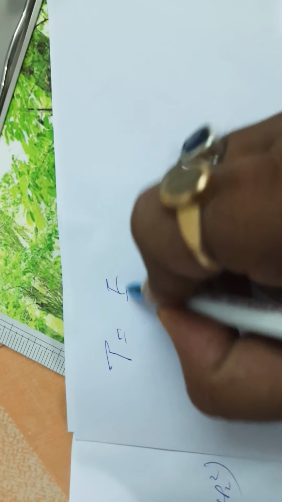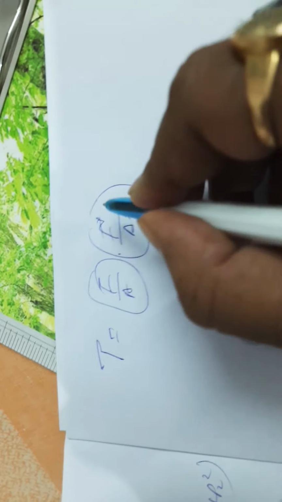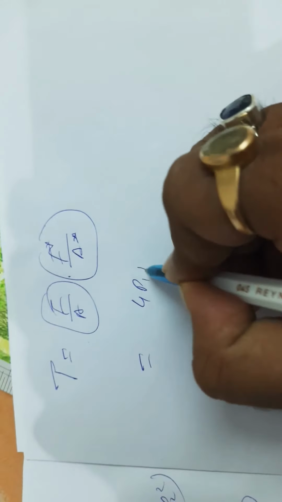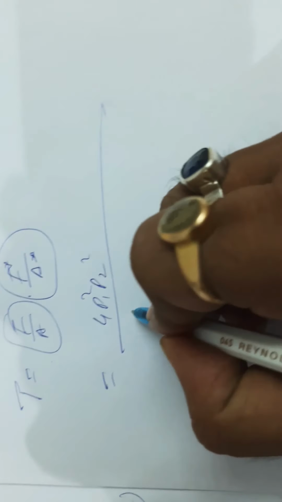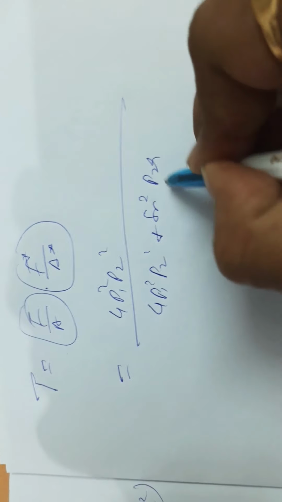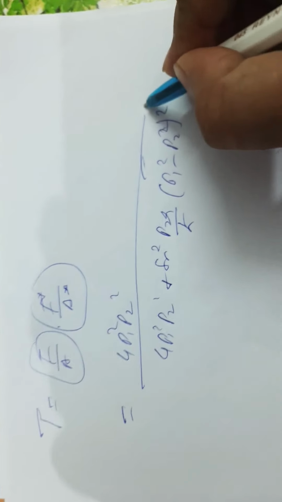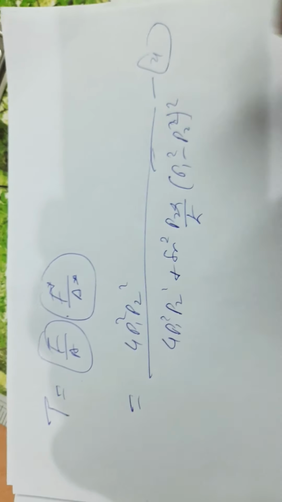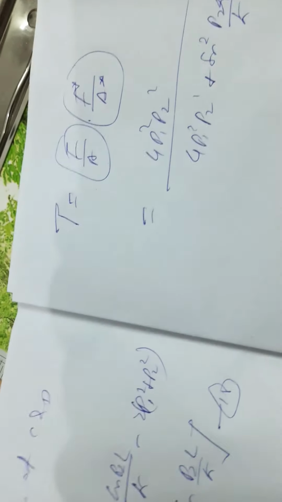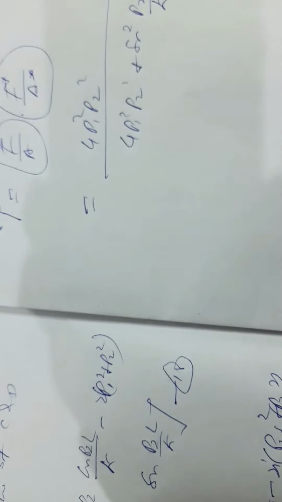Now the transmittance T is given by F by A into F asterisk by A asterisk. Substituting the value of F by A and F asterisk by A asterisk into this equation, we will get 4 P1 square P2 square divided by 4 P1 square P2 square plus sine square P2A by h cross into (P1 square minus P2 square) whole square. Here we have substituted the values of F by A and F asterisk by A asterisk, which we have already obtained in equation number 19.